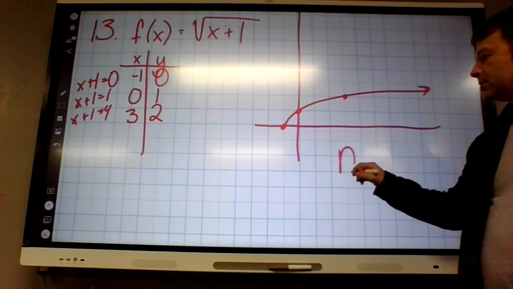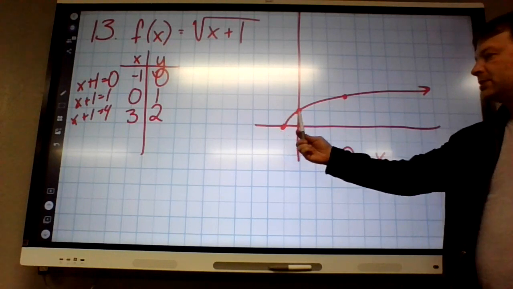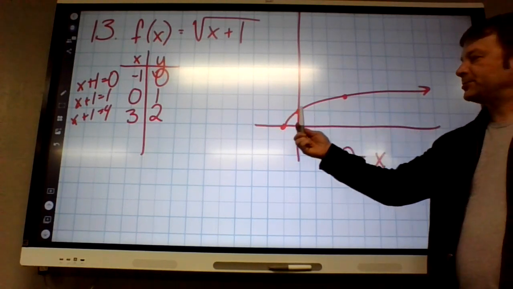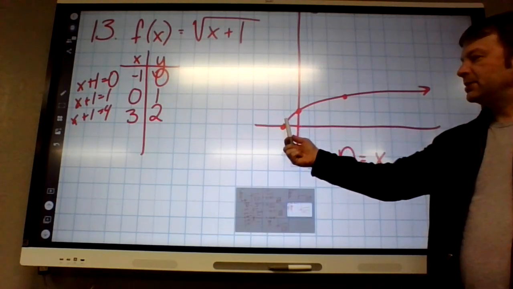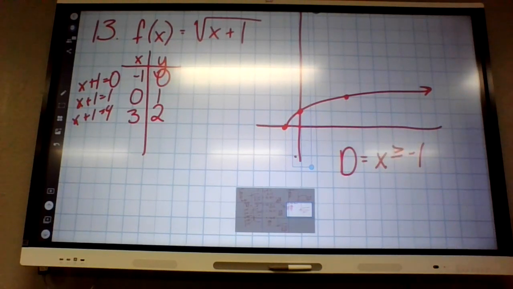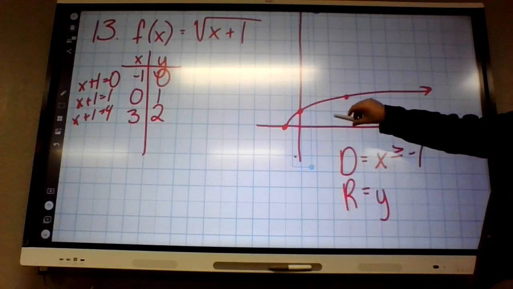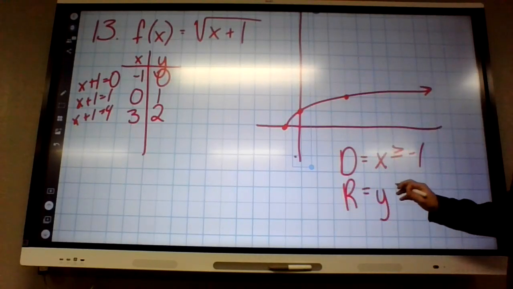All right. What x values are we using for the domain? Think left and right. What's our smallest x value? Negative 1, so it's everything greater than or equal to negative 1. What y values are we using for the range? 0 and up.